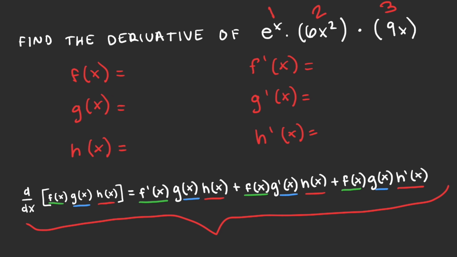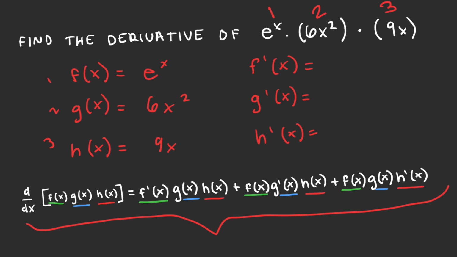So f of x is just e to the x, sorry. And g of x is going to be 6x squared, and h of x is going to be 9x. So this is just function 1, function 2, function 3. We haven't done any math yet. So now let's take the derivative of each of these.